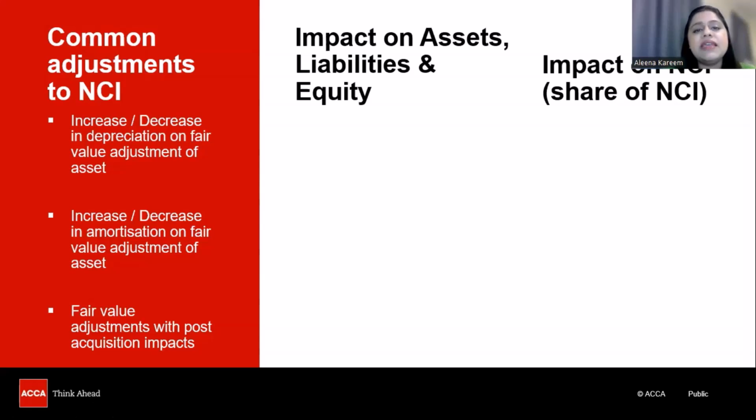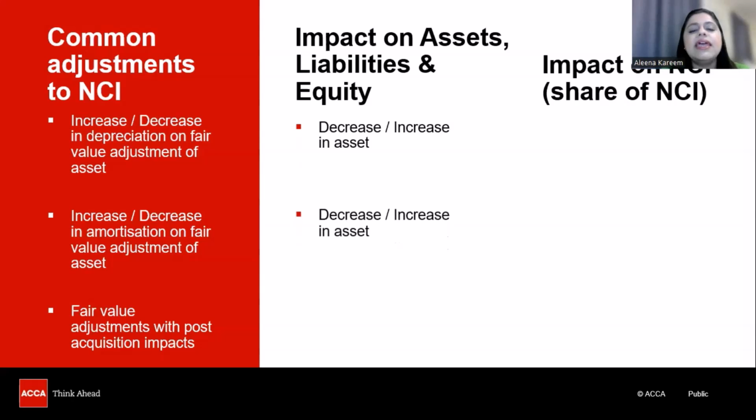So now if we see the impact on assets, liabilities, and equity, if there is additional depreciation, or there is a decrease in depreciation because there is a fair value loss at the date of acquisition, then we are going to pick that up and adjust it in assets or liabilities on one side. This is basically fair value adjustment is related to assets. So we are going to adjust the assets on one side. Similar case with the amortization.